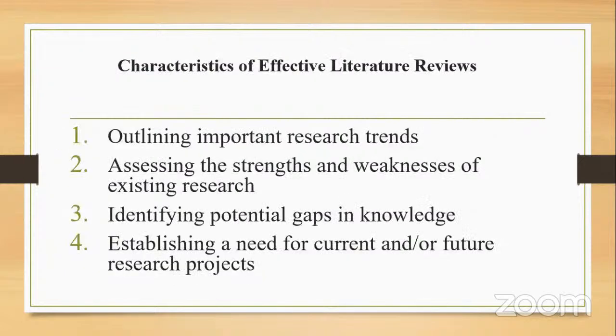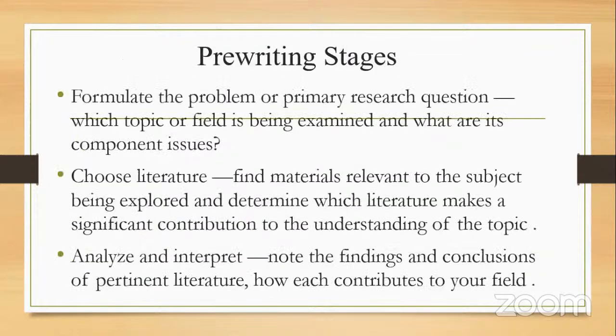As we discussed many things about what the literature review should be, a few important characteristics are: outlining the important research trends, assessing the strength and weakness of the existing research, identifying the potential gaps in knowledge, and establishing a need for current and or future research projects. And before that, there are the pre-writing stages, because we identify the problem of the research. So the first thing is to formulate and clarify the problem or primary research question. Which topic or field is being examined and what are its component issues?